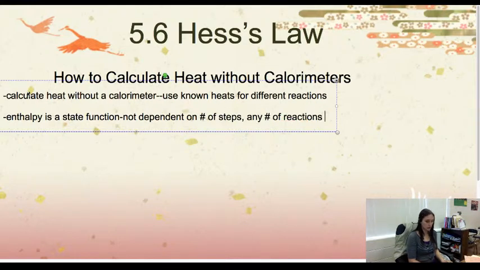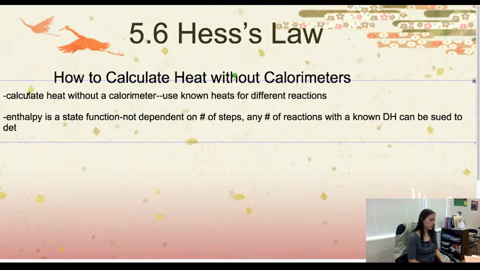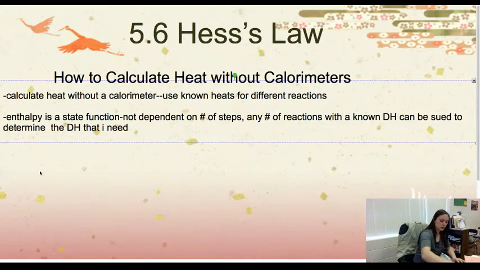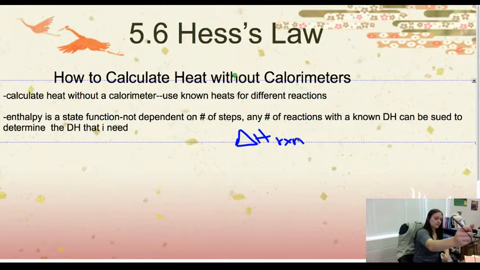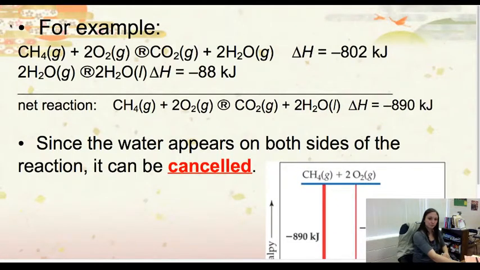And any number of reactions with a known delta H value can be used to determine the delta H that I need. And you'll often see these delta H's written, since they're for a set reaction, as delta H with a little RXN on it. So let's take a look at an example of this Hess's Law, and hopefully it'll make a little more sense. Okay, so for example, I have these 2 reactions, and then this is my net reaction.